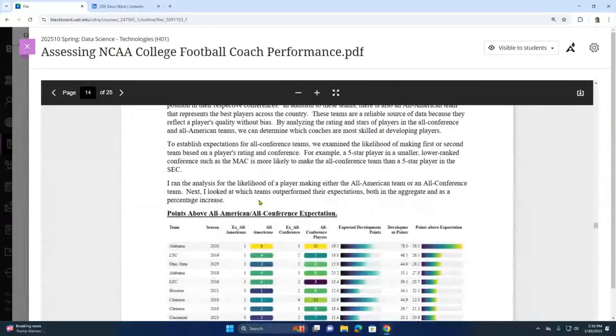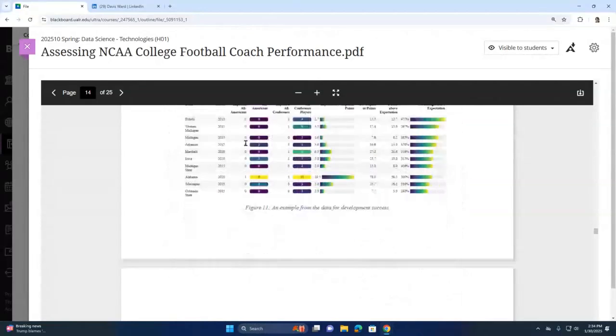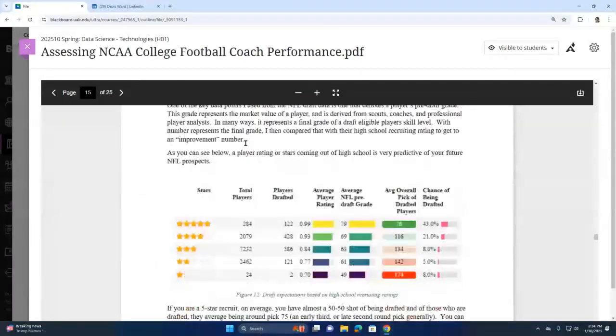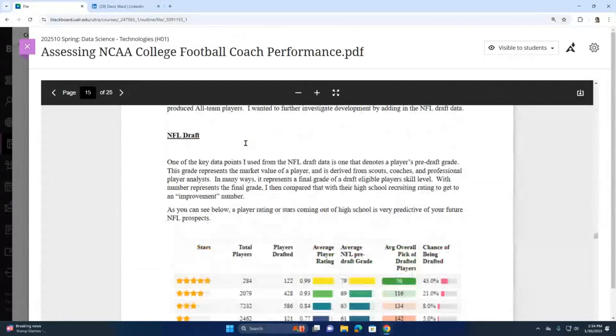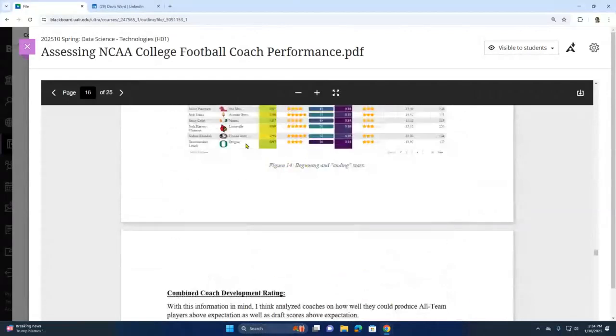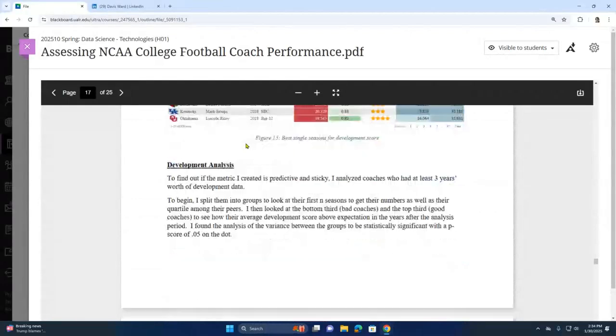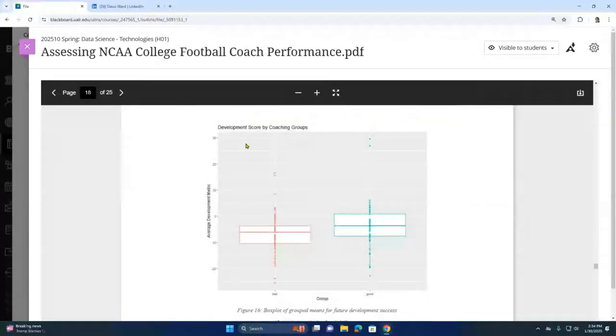Now, for this one, he did not have to do so much of a regression analysis because a lot of this data he could get from the football sites. But what he did was, again, kind of similar. And by the way, he also looked at NFL draft data. But basically, what he ended up doing after analyzing this data was kind of similar.